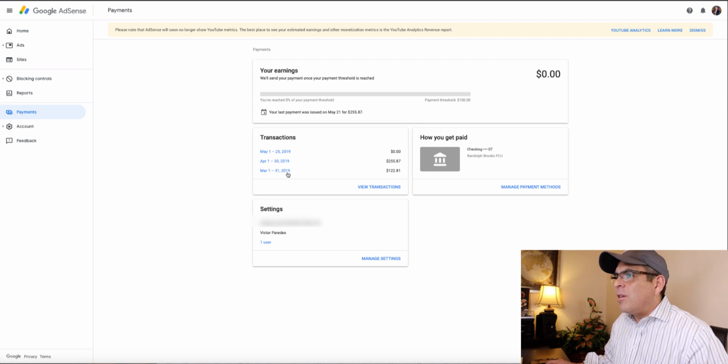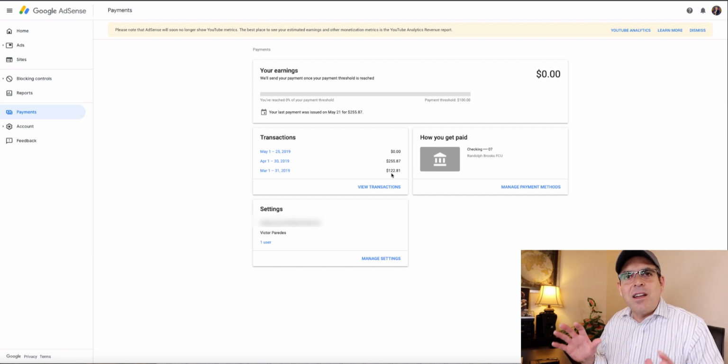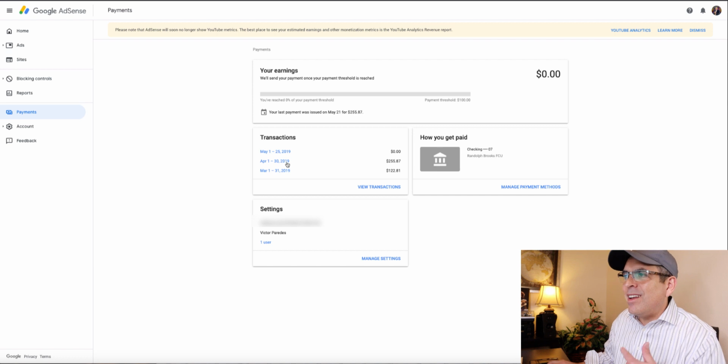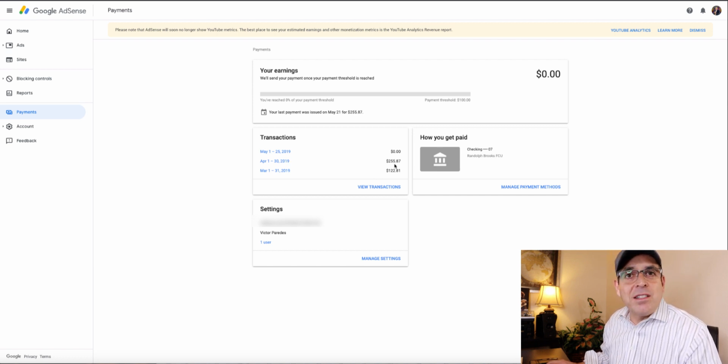And if you look here, March 1st through March 31st, and I got monetized in the middle of March, so about March 13th or 14th, if I remember correctly. Between March 1st and March 31st, I made $122.81 in Google AdSense. Now, this is not life-changing money, guys, obviously. But if you look at the very next month, April 1st through April 30th, my goal was to see if I could double that. Well, I achieved that goal.